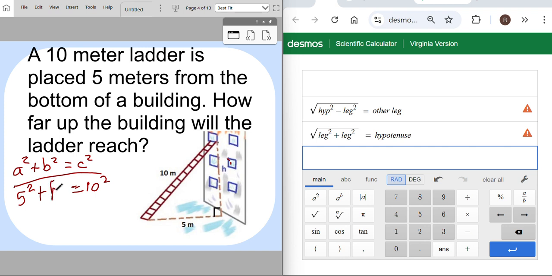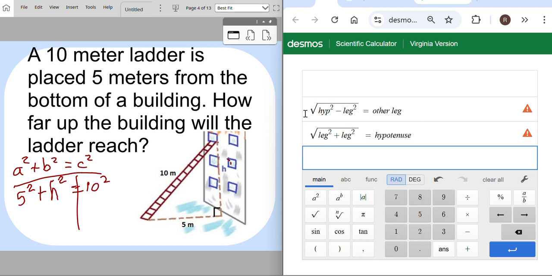So let's call it h also, h squared. Now, you could go ahead and solve that by subtracting 5 squared on each side and then taking the square root, etc. But we taught you shortcuts before we left, and let me remind you of them. If you have a hypotenuse and a leg, the shortcut in your calculator is to take the square root of your hypotenuse squared minus the leg squared to get the other leg.